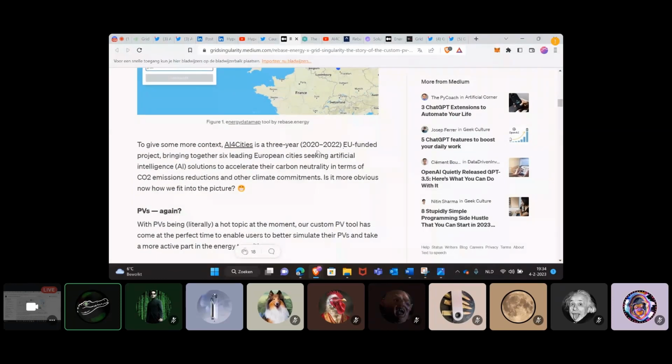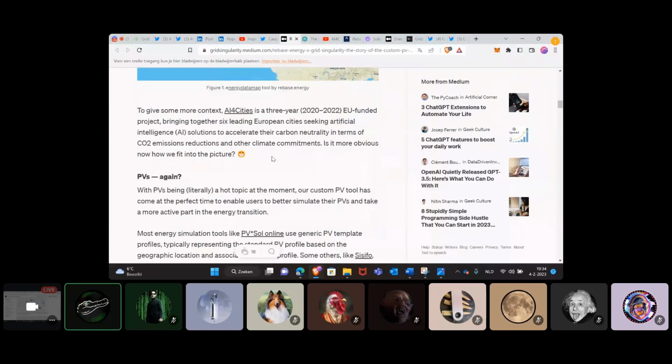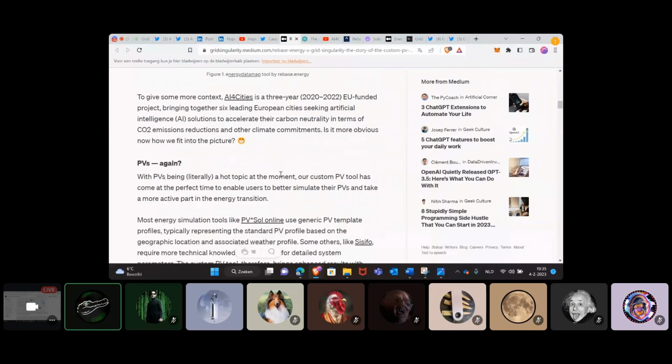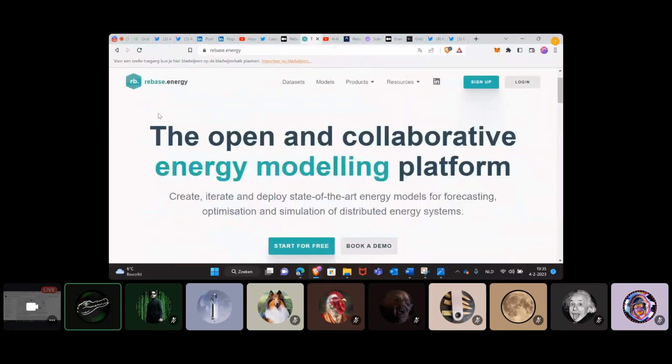Also, they say: is it more obvious now how we fit into the picture? So they're all about the management of these different assets, right? And Rebase Energy is helping with that via their open energy modeling platform. And I think this is one of the bigger ties to artificial intelligence that there is, right? Or did you see other links as well?